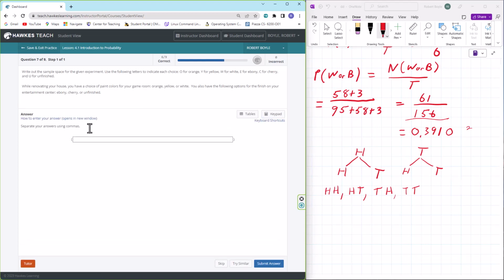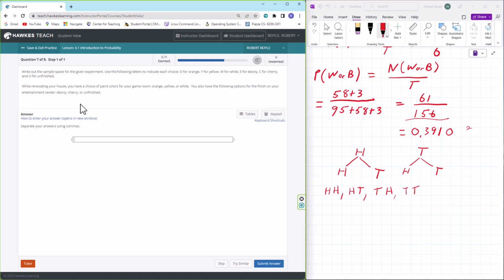Okay. Now to problem 7. Write out the sample space for the given experiment. Use the letters to indicate each choice. O for orange, Y for yellow, W for white, E for ebony, C for cherry, and U for unfinished.